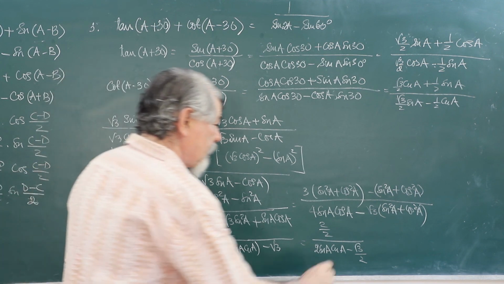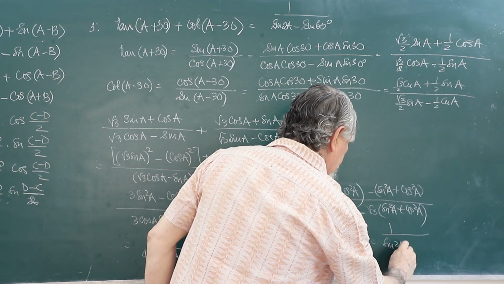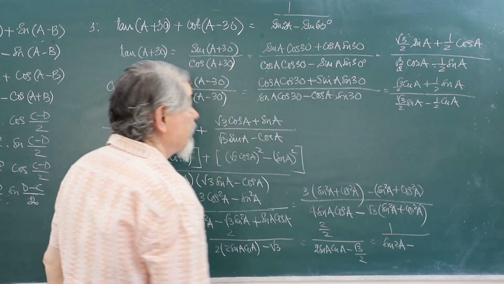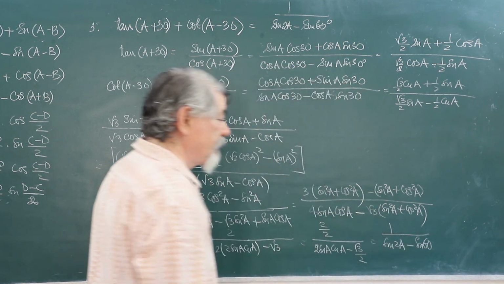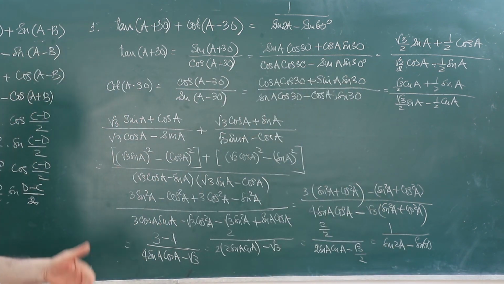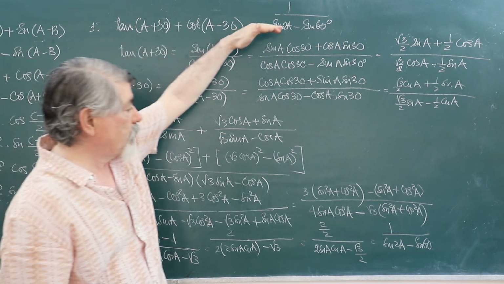This will become 1 upon sine 2a minus sine 60. Value of sine 60 is root 3 upon 2. So I have got 1 upon sine 2a minus sine 60. That is what I have to prove.